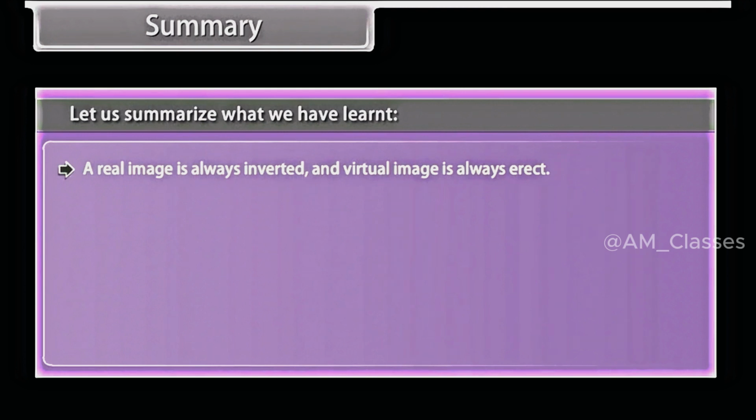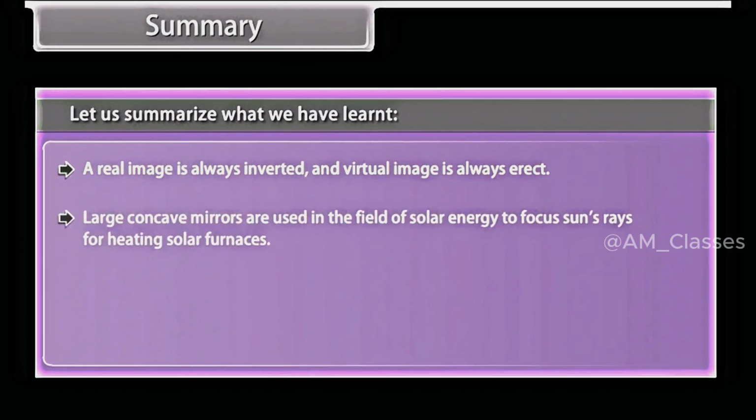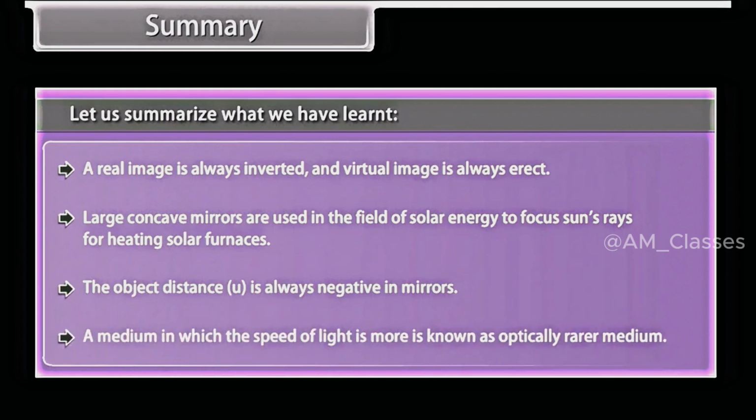A real image is always inverted and virtual image is always erect. Large concave mirrors are used in the field of solar energy to focus sun's rays for heating solar furnaces. The object distance u is always negative in mirrors. A medium in which the speed of light is more is known as optically rarer medium.